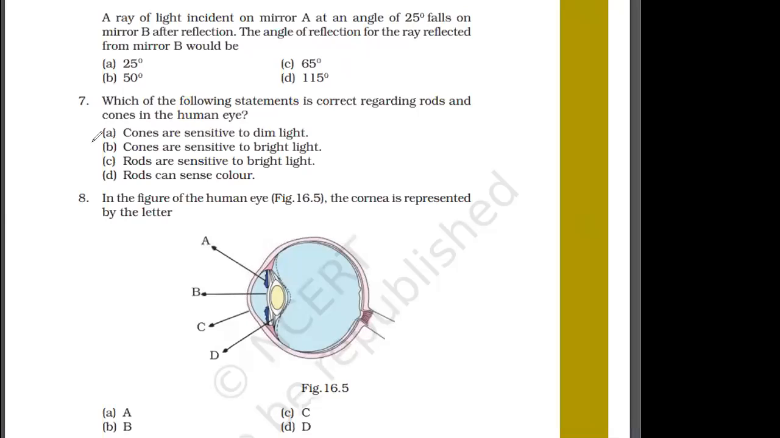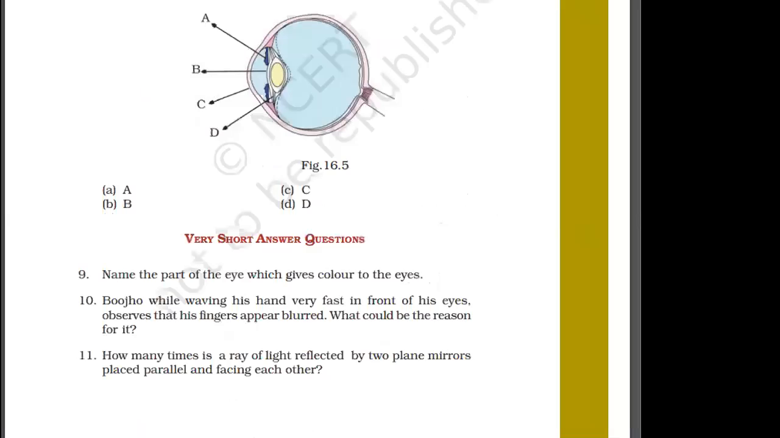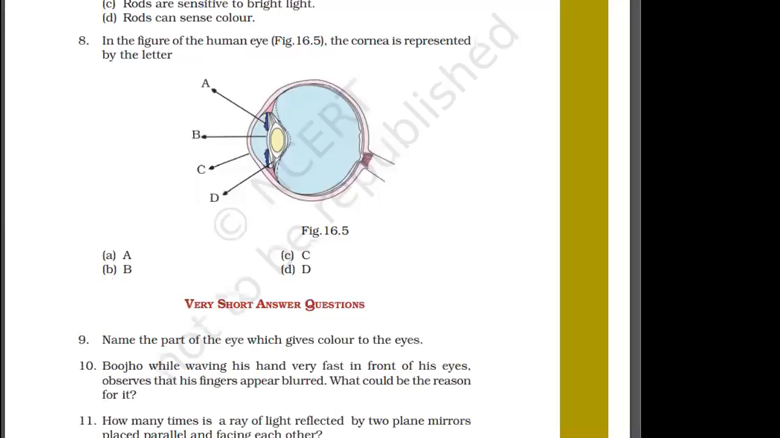B, very good, right? Cones are sensitive to bright light, very good. Eighth one, tell me eighth one. Cornea, what is the cornea? Cornea is C. Very good, Rohan. Very good, Samarth. Very good, Shivansh. Very good. So this was the objective question. I hope all of you understood all the concepts, right?